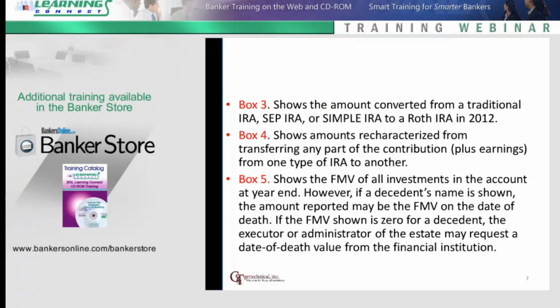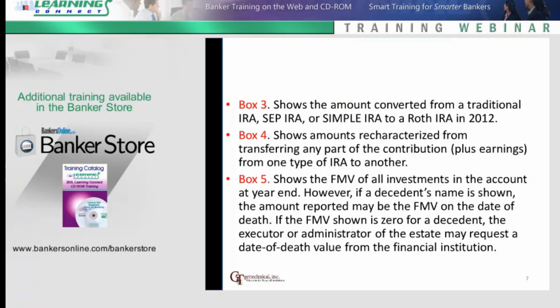And box 4, you show amounts recharacterized. There's another kind of funny word, but let's just suppose your customer came in and said, I'd like to buy an IRA, and your new account person said, great, what kind? And they said, well, I got the traditional and I got the Roth. And the customer really doesn't know too much about it, so they put the $6,000 or the $5,000 in the wrong IRA. A recharacterization allows them to undo that. It's the best button in the world. It's like the undo buttons on the computers. It goes both ways.